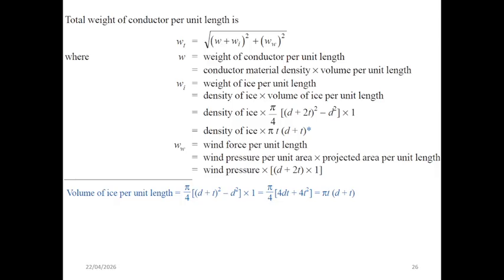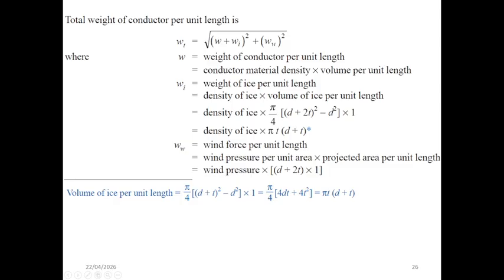And then Ww represents the wind force per unit length. This force depends on the wind pressure and the projected area of the conductor exposed to the wind. Since the effective diameter increases due to ice formation, the projected area becomes (d plus 2t) per unit length, which increases the wind load accordingly.